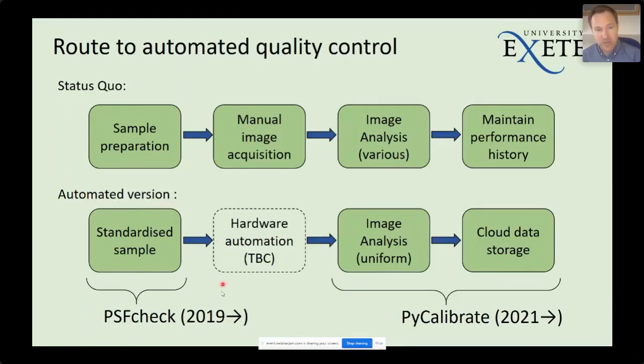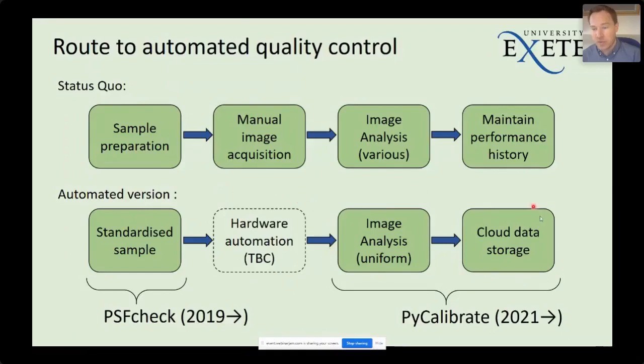And so we've made some inroads in this. We've got a standardized sample. We released a PSFcheck slide in 2019. The tougher nut to crack is the automated hardware. This is because bracketing macros for all the different manufacturers is difficult. It's not impossible, but it's going to take a little longer.